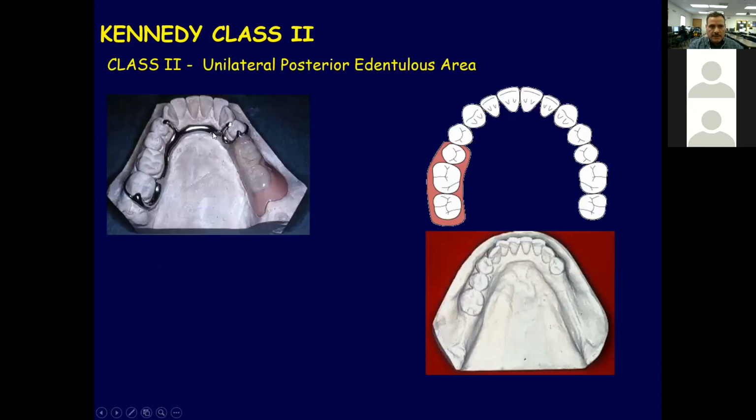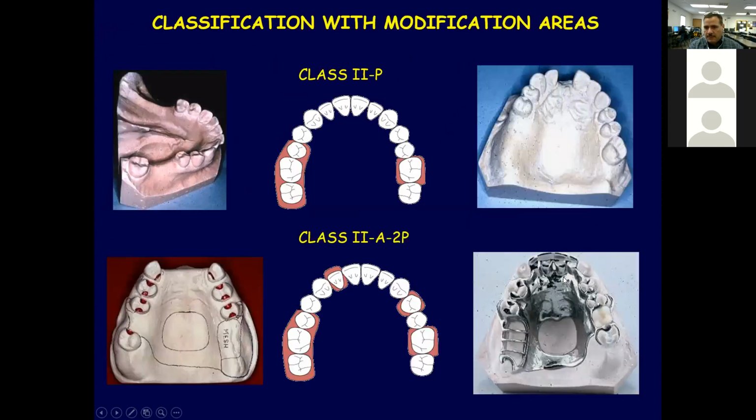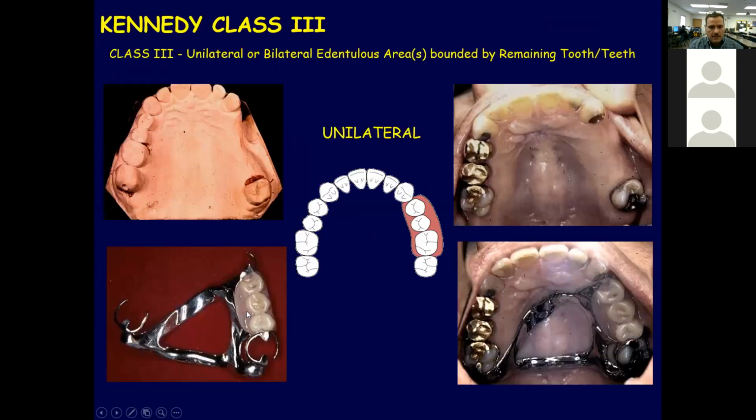So this is a major connector. It connects all parts of the partial denture, major connector. I have another picture. This is a major connector. This is another major connector. It's a big one that usually connects all parts from one side to the other side.